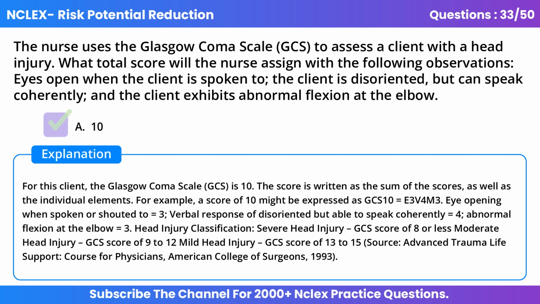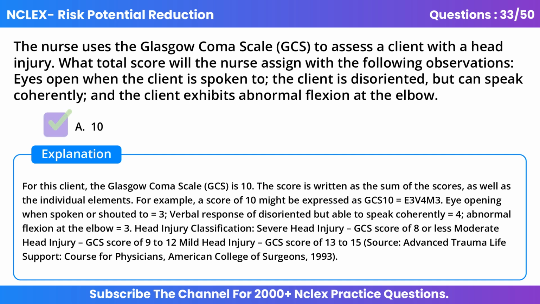For this client, the Glasgow Coma Scale, GCS, is 10. The score is written as the sum of the scores, as well as the individual elements. For example, a score of 10 might be expressed as GCS 10 equals E3V4M3. Eye opening when spoken or shouted to equals 3, verbal response of disoriented but able to speak coherently equals 4, abnormal flexion at the elbow equals 3.